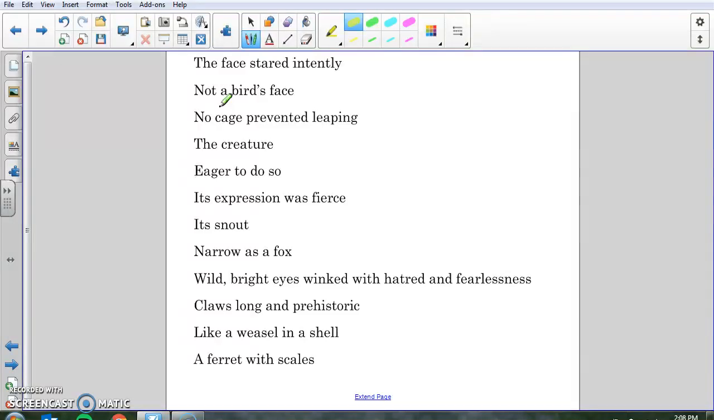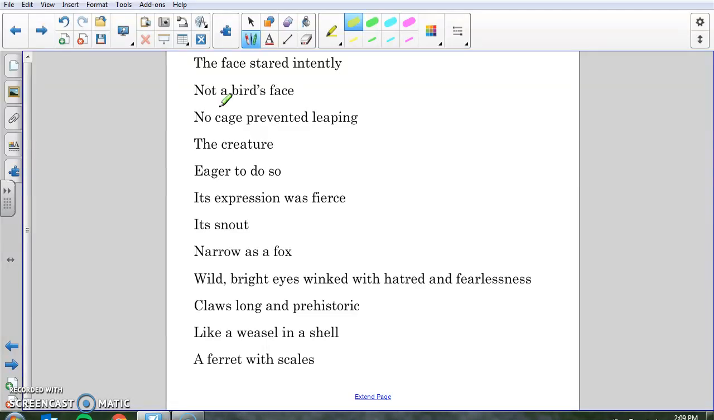So I thought that I really liked the line, the face stared intently. I wanted to isolate that and make that stand out a little bit. Not a bird's face, to kind of show that we're not looking at a bird. I also liked separating that no cage prevented leaping.